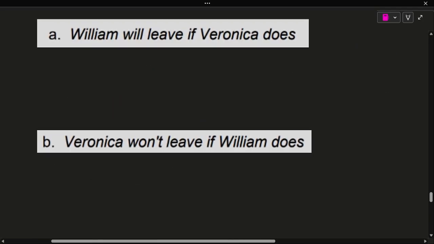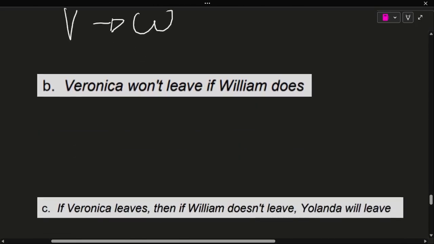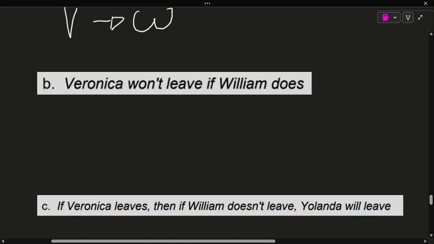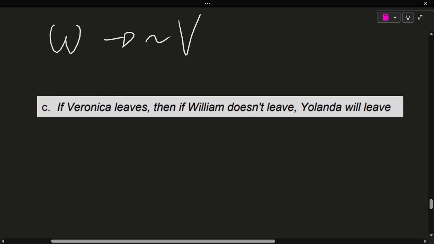Let's do some more practice. William will leave if Veronica does. Simple there, folks. If Veronica leaves, William will leave. Veronica won't leave if William does. If William leaves, then Veronica won't leave. If Veronica leaves, then William doesn't leave. Instead, Yolanda will leave. This one's a little bit more confusing, but it's okay.